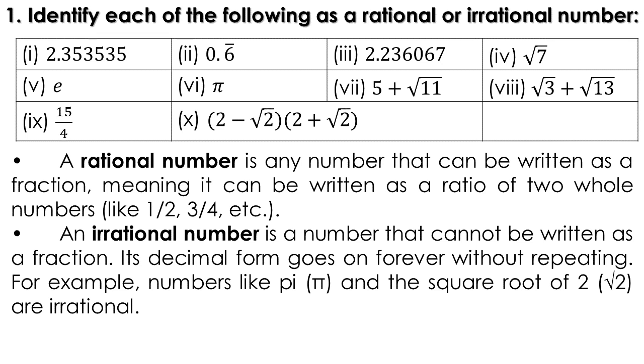A rational number is any number that can be written as a fraction, meaning it can be written as a ratio of two whole numbers like 1 divided by 2, 3 divided by 4, etc. An irrational number is a number that cannot be written as a fraction. Its decimal form goes on forever without repeating. For example, numbers like pi and the square root of 2 are irrational. Let's go through each question and figure out if it's rational or irrational.